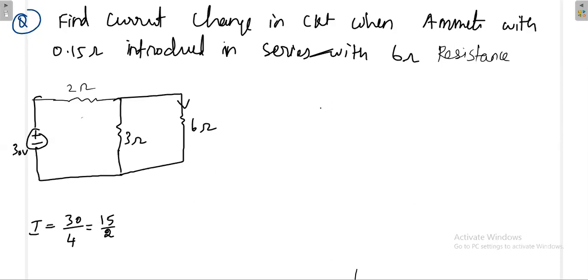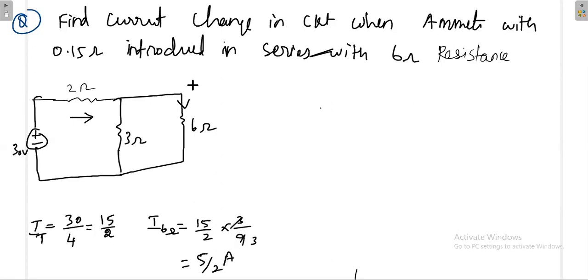Okay, now I have calculated the total current. This I will take as IT. Now, what is the current across the 6 ohm? That is 15 by 2 times opposite resistance divided by total resistance. Now, I think you'll get 5 by 2 ampere. So the actual current is 5 by 2 ampere.